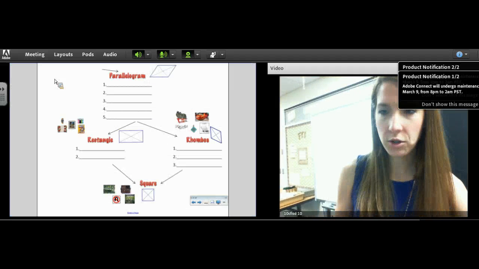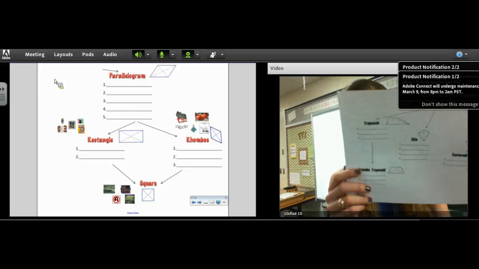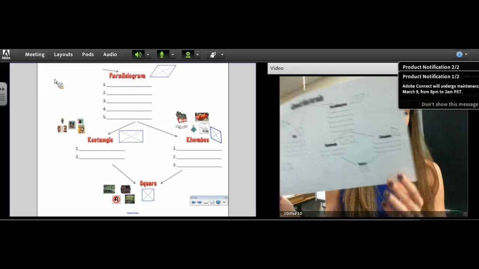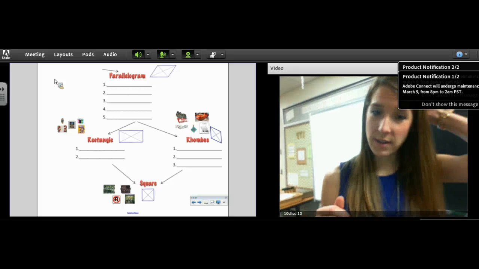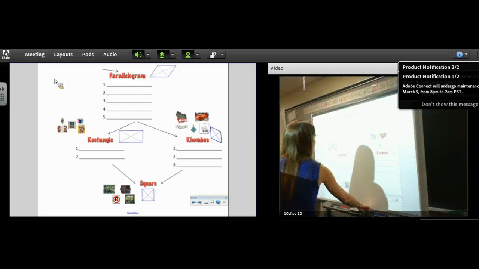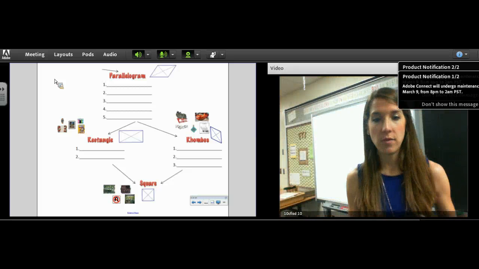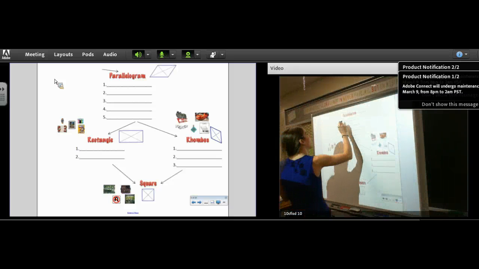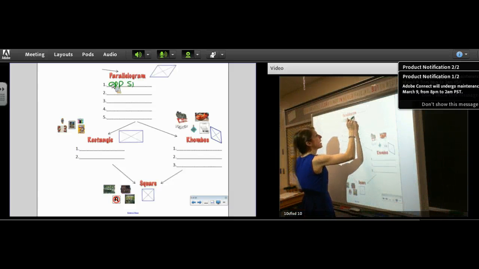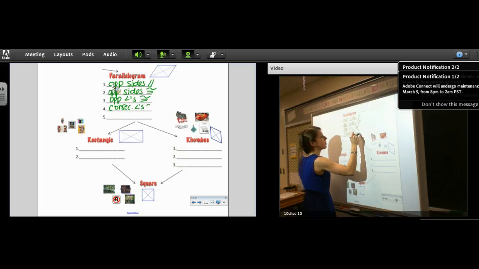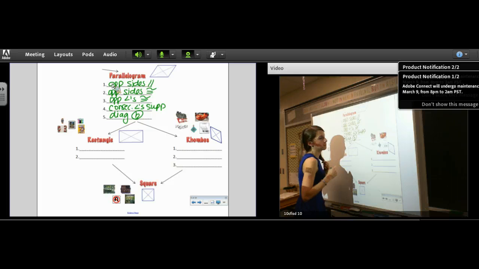Okay, so you should have your family tree with you. It doesn't have all those pictures on it, that's fine. But we've got this right now, and we're going to add the bonus properties. So we already know the properties of a parallelogram. You can write it out in a full sentence. I'm just going to abbreviate for time's sake. But we know in a parallelogram, opposite sides are parallel, opposite sides are congruent, opposite angles are congruent, consecutive angles are supplementary, and diagonals bisect each other.